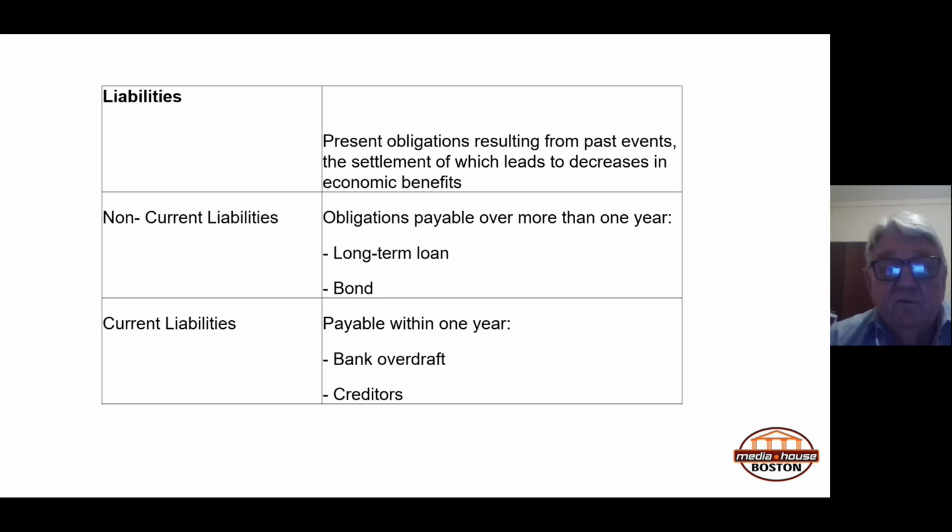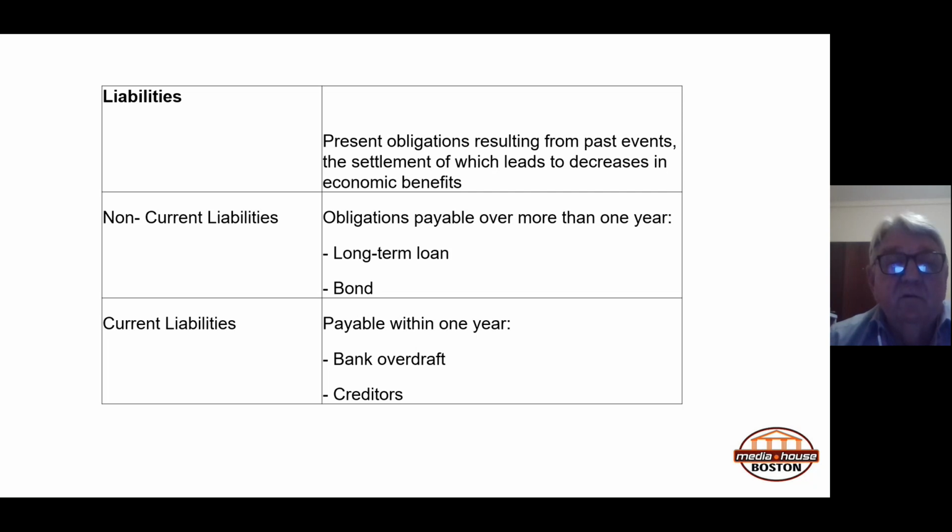Okay, so let's assume that truck that I bought a week ago, and I bought it for R1 million, and I got a loan from the bank. I did an installment sale agreement with the bank. So that R1 million that I owe the bank would be a liability. Let's have a look.